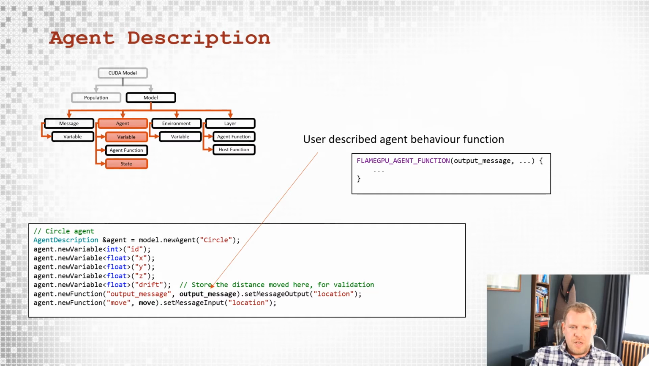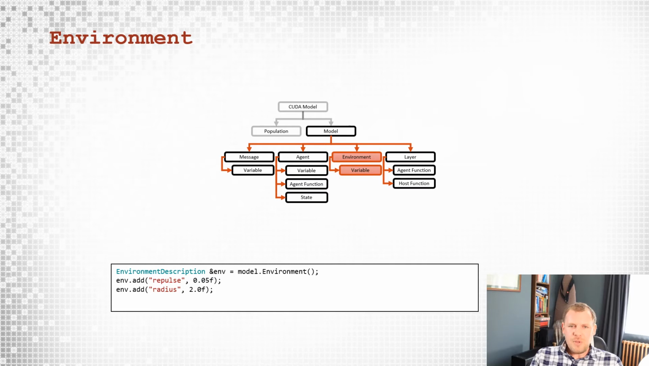Next, you can add agent functions or agent function descriptions by saying agent.newFunction, and that accepts a function pointer to an agent function, which follows the prototype described on the slide. Environment variables can be defined using an environment description, so these are useful for things like properties which are accessible to all agents. They may change in between iterations, in between simulation steps, but they're consistent, or read only, within a single simulation step.